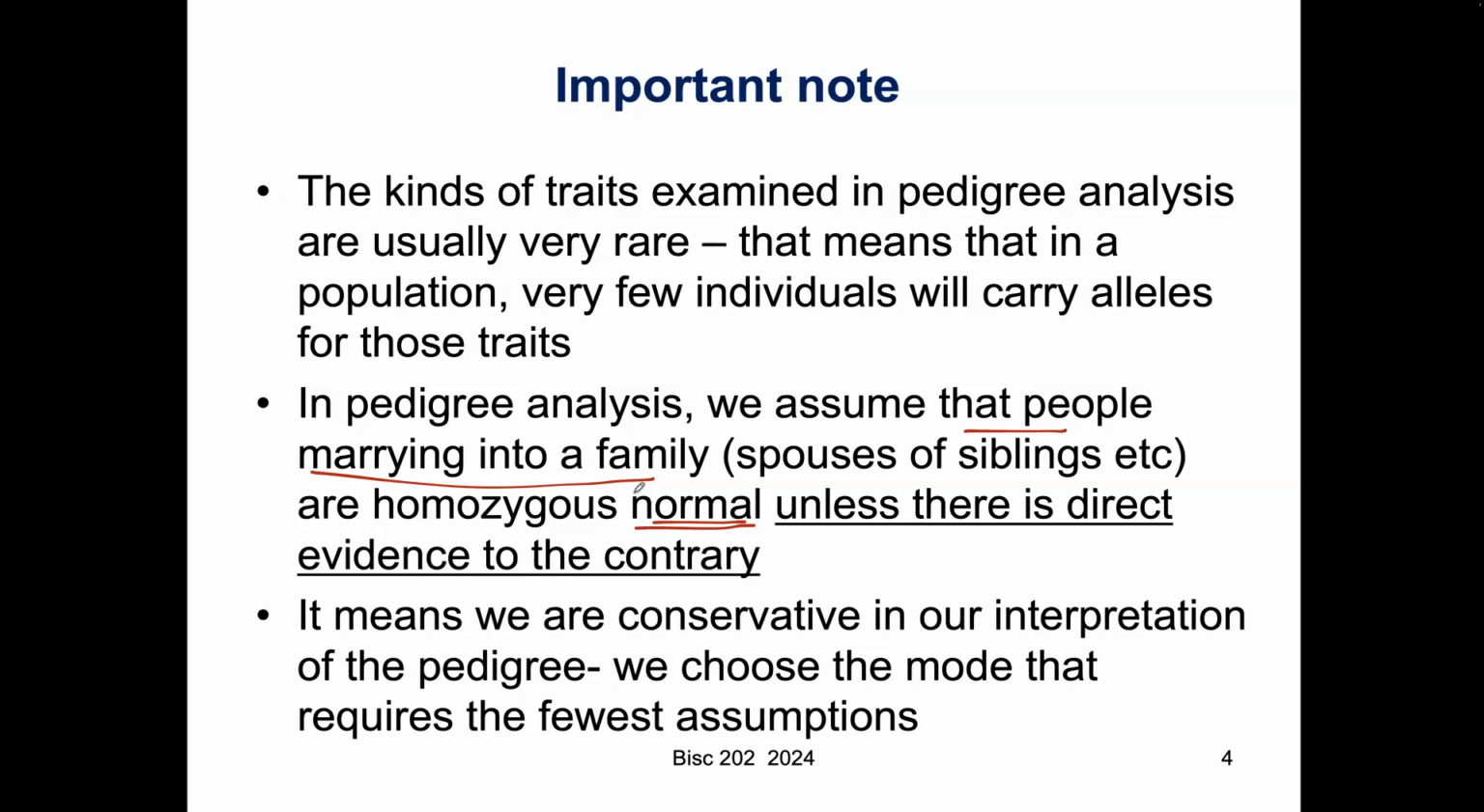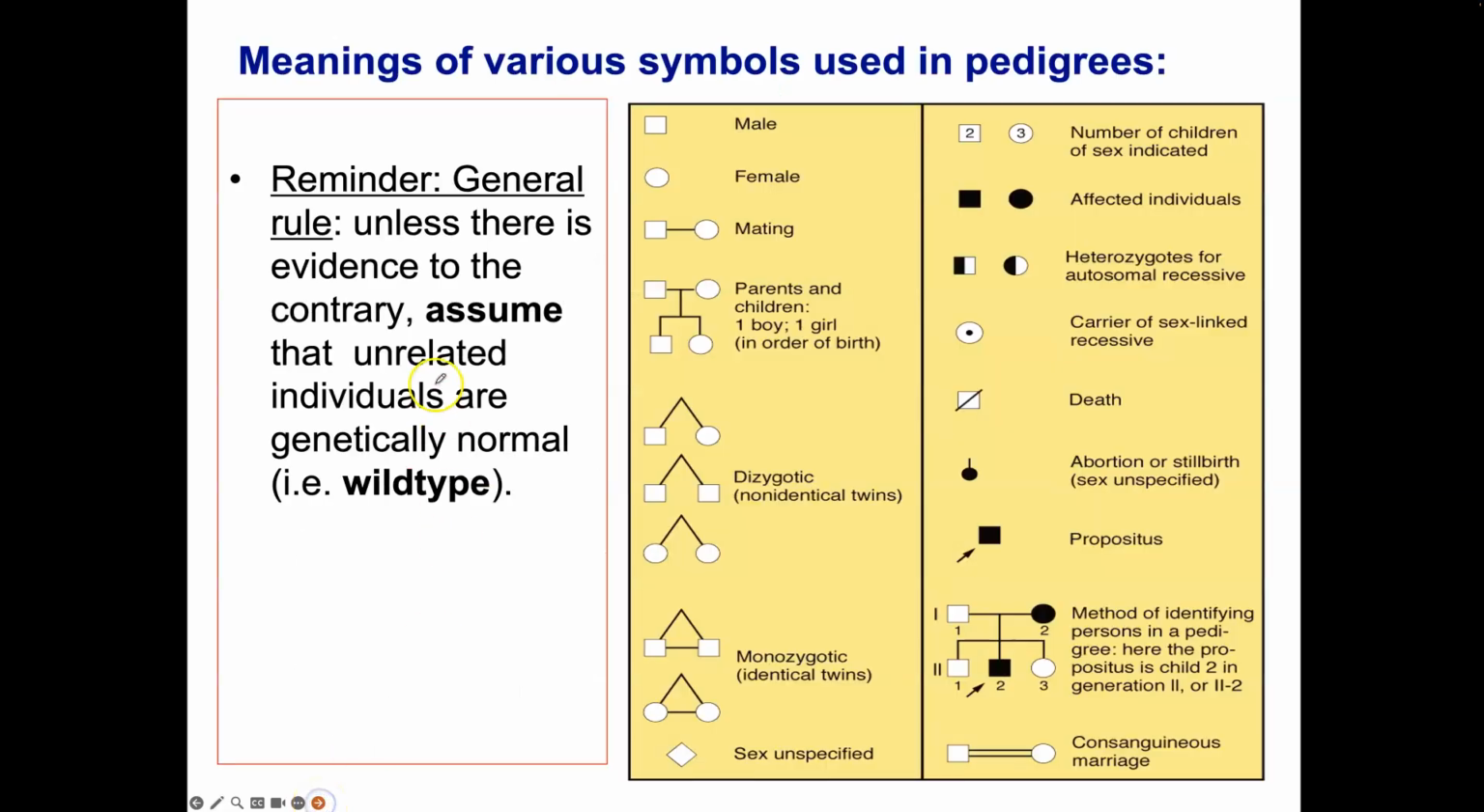Whenever you make a claim, you back it with some kind of supporting evidence. And so that means we're really conservative in how we interpret, and we choose the mode of segregation that requires the least number of assumptions. Okay, and I'll talk about that as I talk through some of the examples.